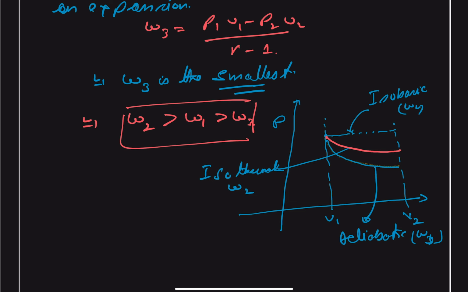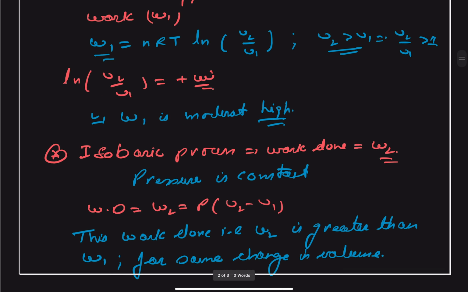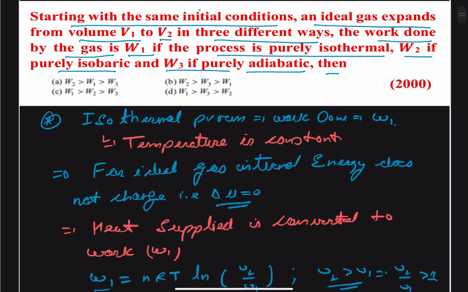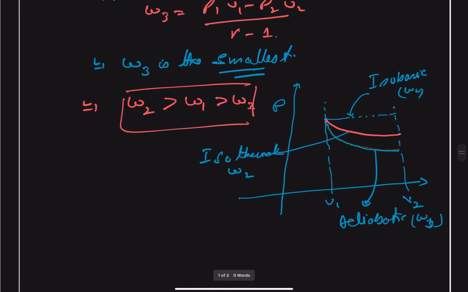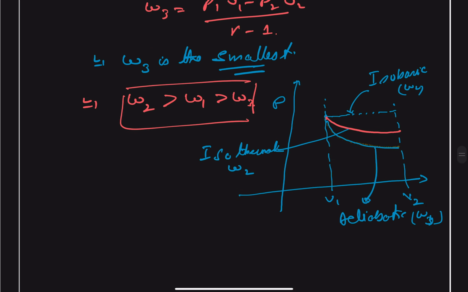So if we check the options that are available to us, we can say that option number A is the correct one. So we can say option A is correct.